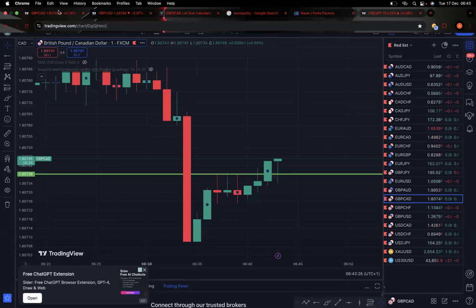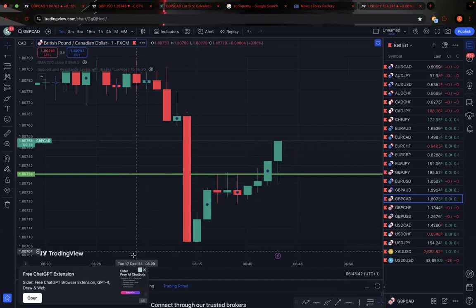733 minus 50. 733 minus 65. Stop loss is 678. That's the stop. It's already in profit already. So hope you've actually entered it. The stop loss is 678.